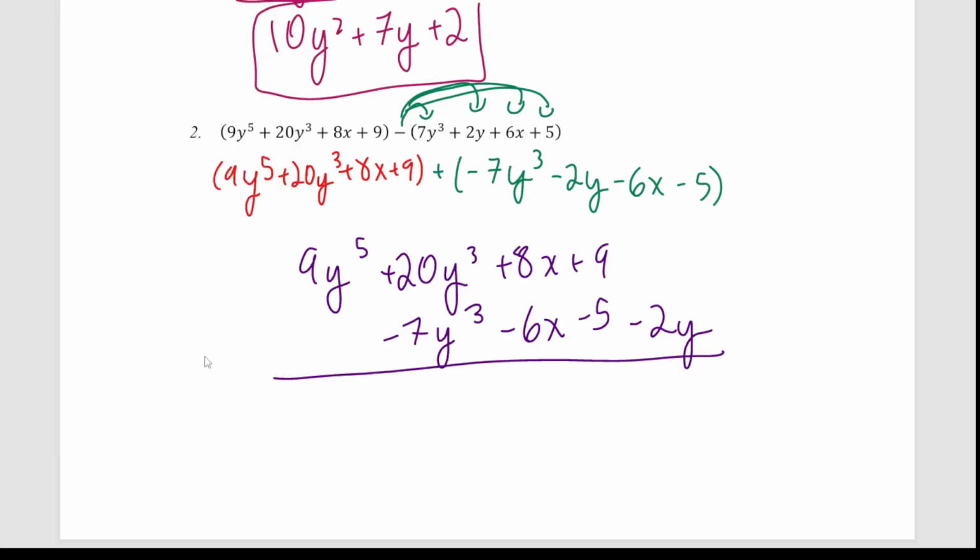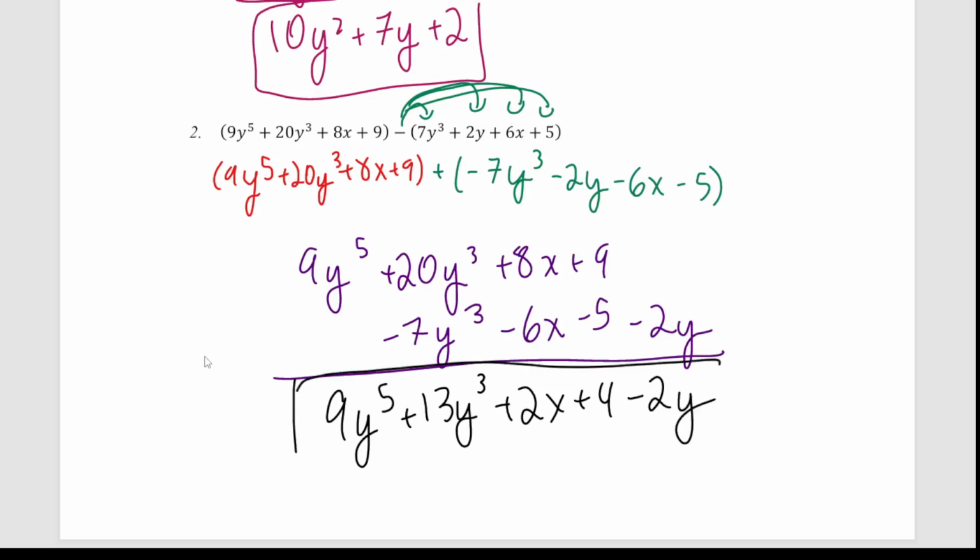Now I'm just ready to add straight down. 9y cubed added to nothing else gets us 9y cubed. 20y cubed minus 7y cubed is going to leave us with 13y cubed. 8x minus 6x is going to leave us with 2x. 9 minus 5 is going to leave us with 4. Negative 2y plus nothing is going to give us minus 2y. And that would be our final beautiful expression.